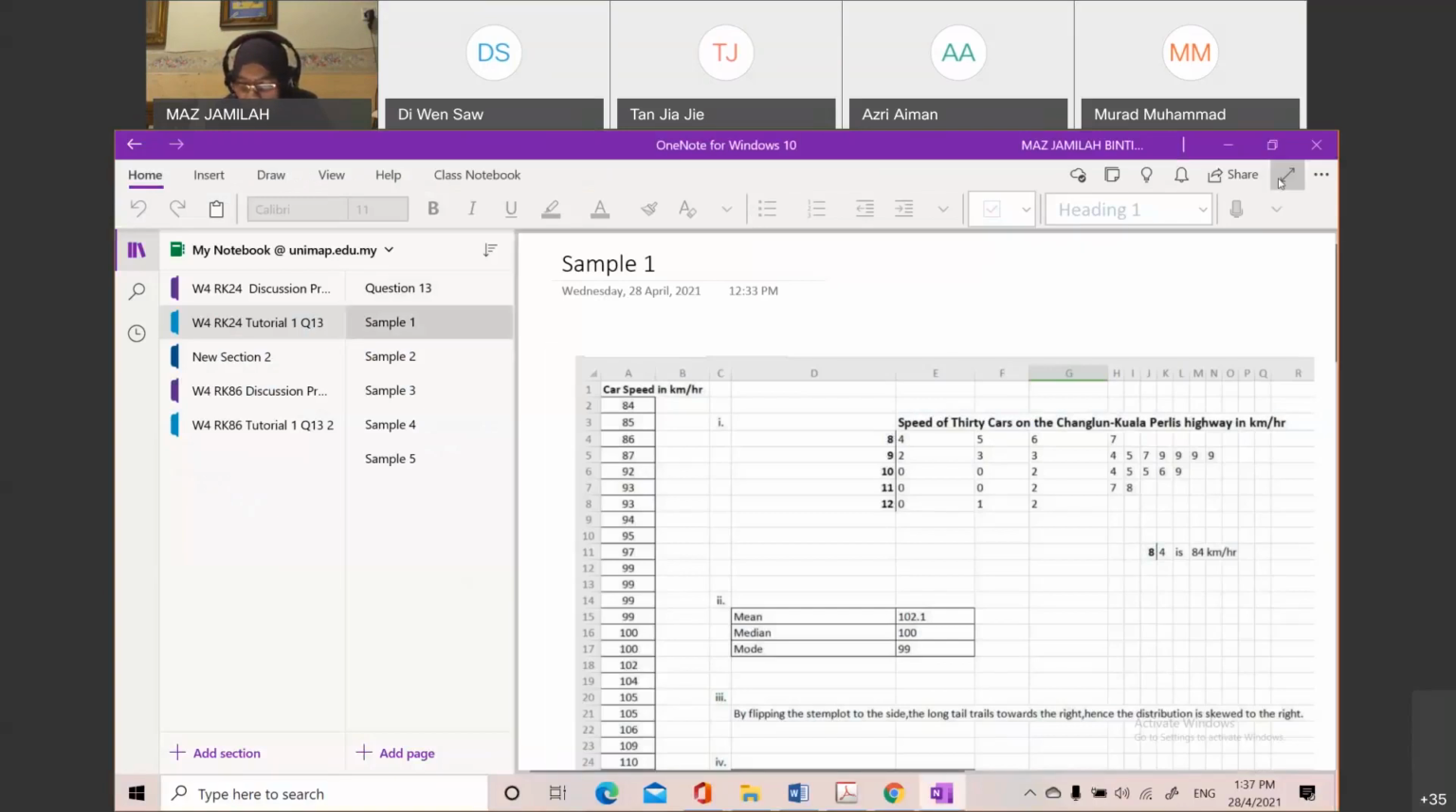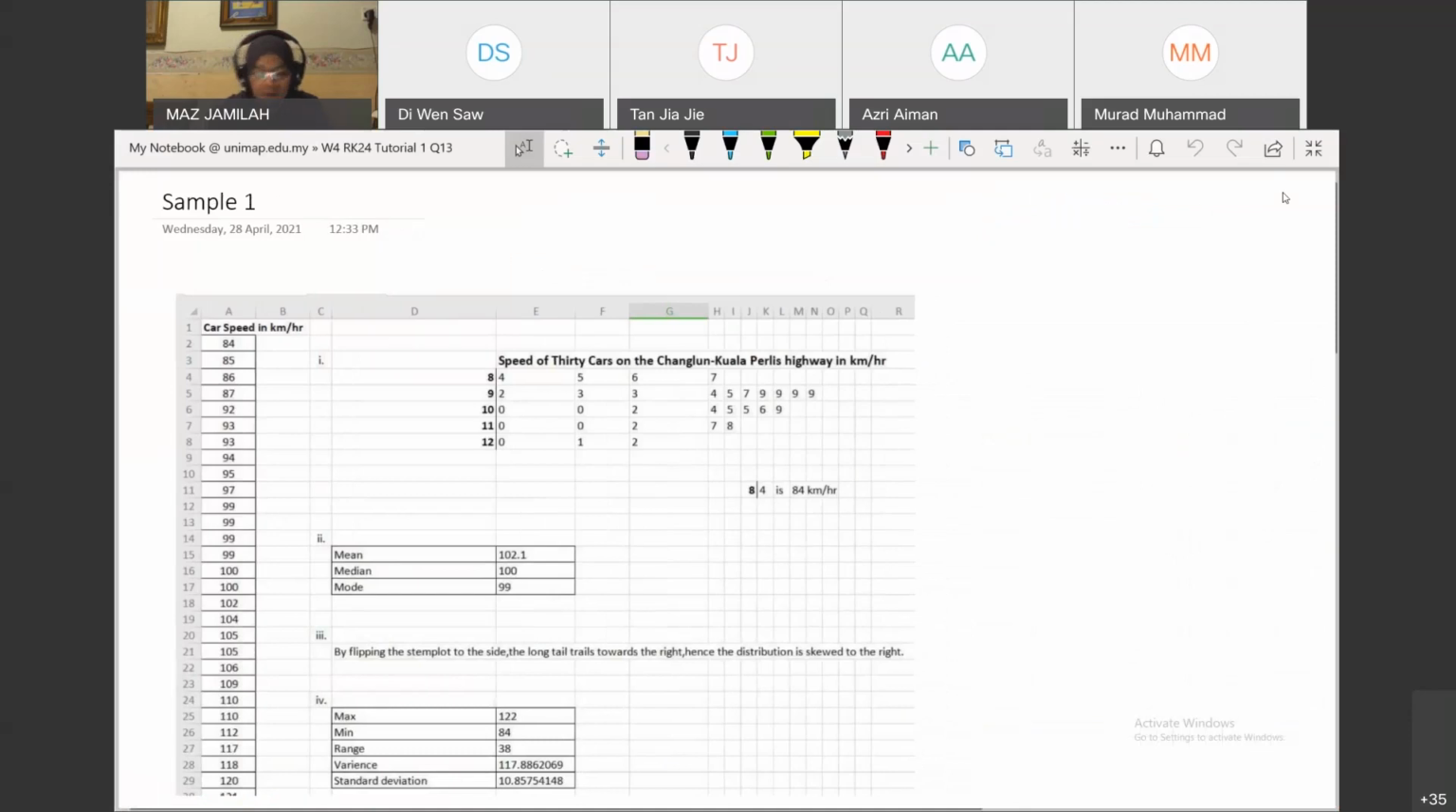Everyone can see the slide, right? Yes, Doctor. Okay.